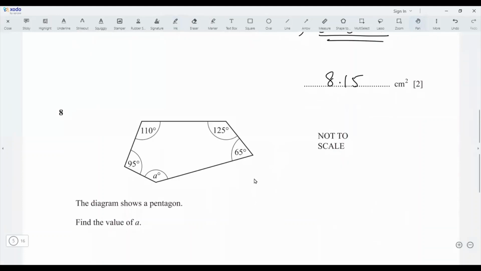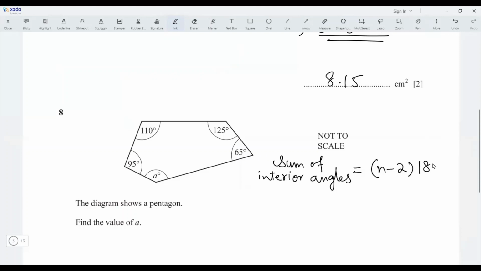For question number 8, it's a pentagon, a five-cornered figure. A is an unknown angle, and all of the other 4 angles are given. So how do we find the unknown angle? We must know the sum of the interior angles of any polygon. I'm writing it down here for your information. If you have to use it in any other question, you can use it. The sum of interior angles of any polygon must be n minus 2 times 180. n is basically the number of sides of the polygon.